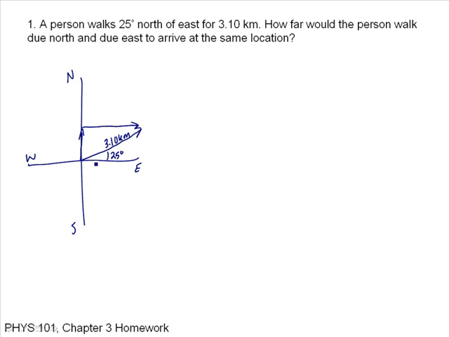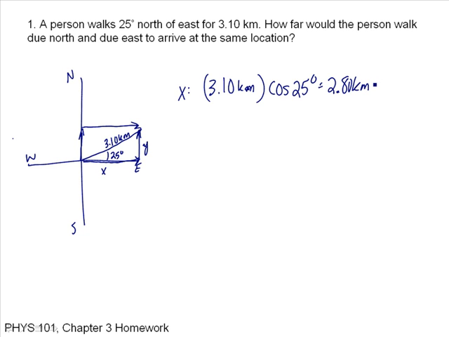I prefer to draw my vectors like this. So we're first going to answer the question due east and then due north. But those are the same because it's the same triangle. So I want to find the x component and the y component of that vector. For the x component, it's going to be the magnitude, 3.10 kilometers, times the cosine of 25 degrees, and that's equal to 2.80 kilometers east.